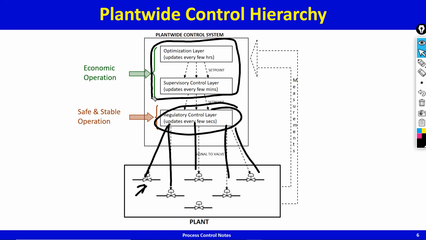So that's the hierarchy of plant-wide control systems, and now we're going to look at specific processes, and hopefully by the end of the course you'd be able to design a plant-wide control system no matter how complicated a process may look.